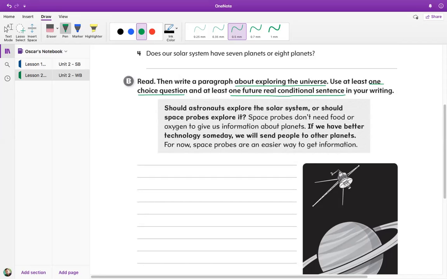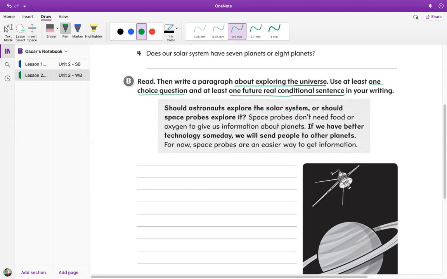So let's read together our short paragraph, the example that you can follow for your own paragraph. Should astronauts explore the solar system, or should space probes explore it? Space probes don't need food or oxygen to give us information about planets. If we have better technology someday, we will send people to other planets. For now, space probes are an easier way to get information. So this is a short paragraph about space probes exploring the universe.